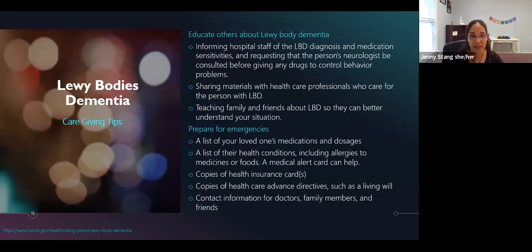Preparing for emergencies. If someone has Lewy body dementia, you want to make sure that you have a list of all their medications and dosages, a list of their health conditions, including allergies to medicine or foods, copies of their health insurance card, copies of healthcare advance directives such as a living will, and contact information for doctors, family members, and friends.